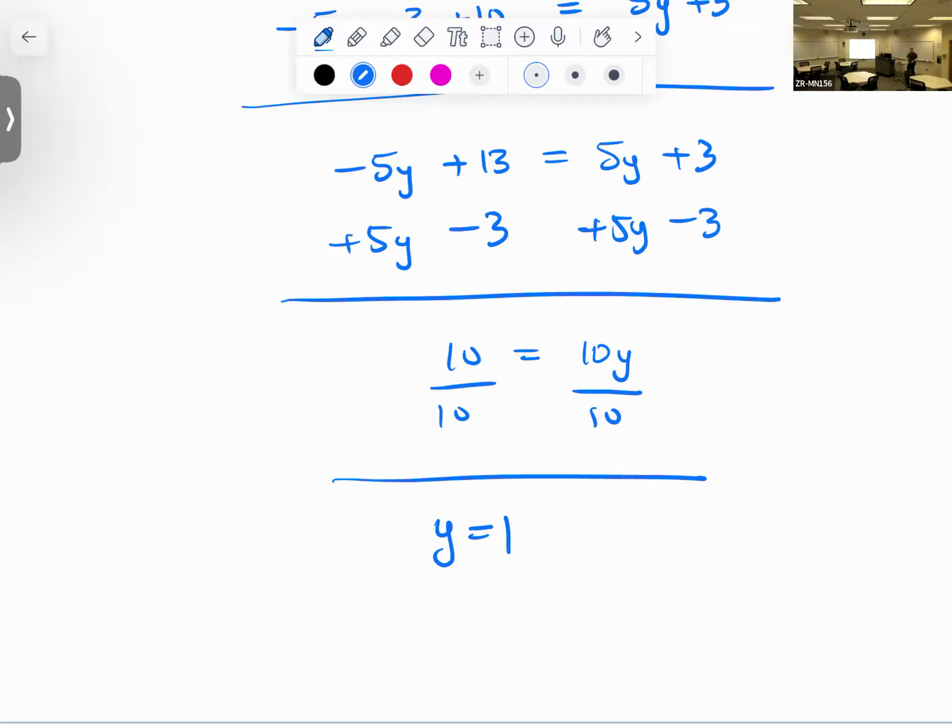Y equals 1. Do you already see what happened? All looks good, yeah? All right, don't be fooled. We did 2 special cases today, Maddie, okay?